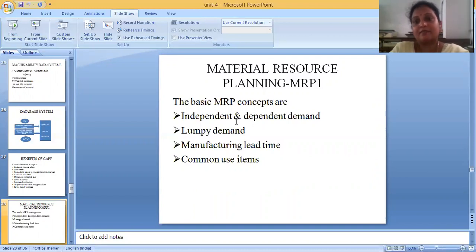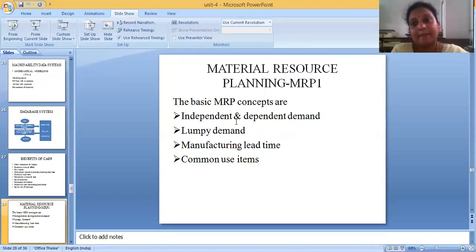Next one is dependent demand. Dependent demand is where the manufacturing of one component depends upon the manufacturing of some other component. For example, take a cylinder, piston and piston rings of some engine. If you are manufacturing a piston, you need piston rings for that. So here the demand for the product is dependent. The demand of the piston and the demand of the piston ring will be together. So this is called a dependent demand.